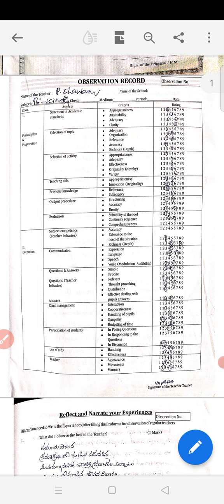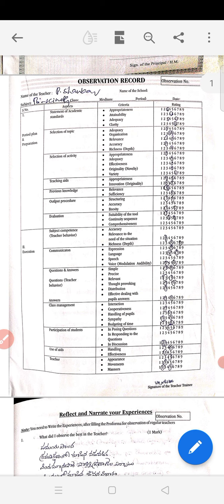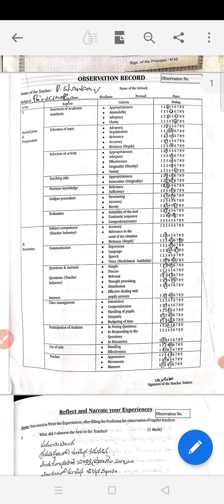Next one, communication. In the teaching learning process, what is going to play an important role? Communication is going to play an important role. Here: expression, language, speech, voice modulation and audibility. For these four areas, you are going to give a rating. Whether the teacher is using expressions or not, whether the teacher is using language effectively or not, whether the teacher is using speech effectively in the classroom, whether voice modulation is there or not, and whether students can hear his or her voice or not. By concentrating on these areas, you are going to give a rating.